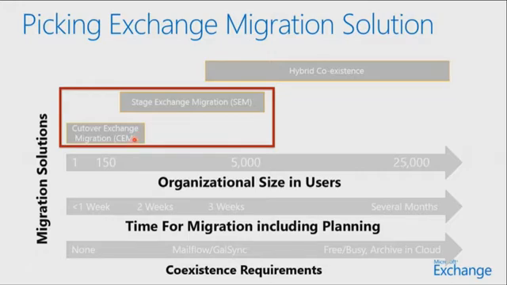Cutover migration can be fairly quick, less than a week to 2 weeks. A staged migration, up to 5,000 users, can take 3 weeks or so. And then hybrid coexistence can take several months to get fully configured, get perfectly working, and to migrate your people. The hybrid coexistence can also stay in existence for as long as you need it to. You can keep Exchange Online and on-premise together in a hybrid situation indefinitely.